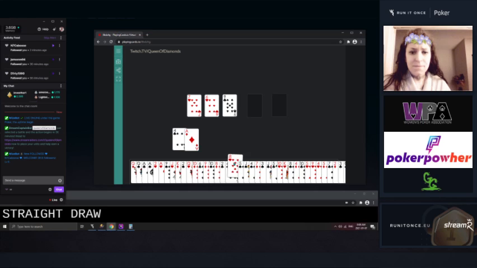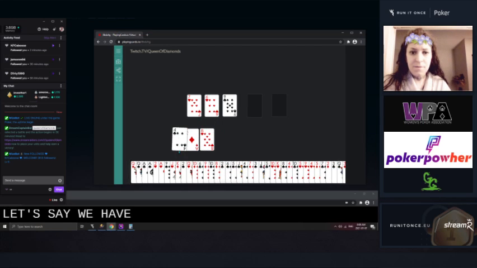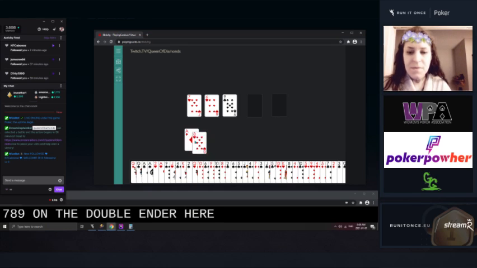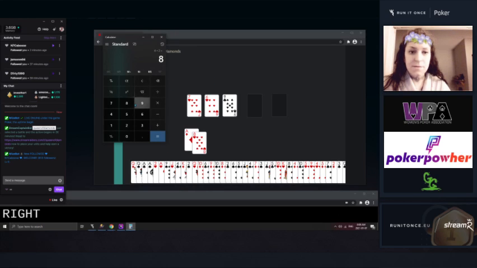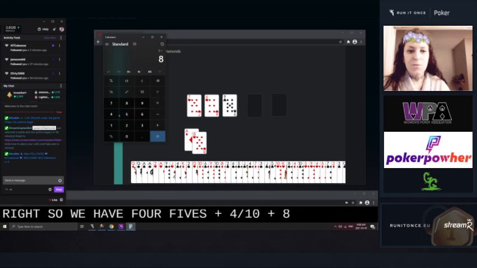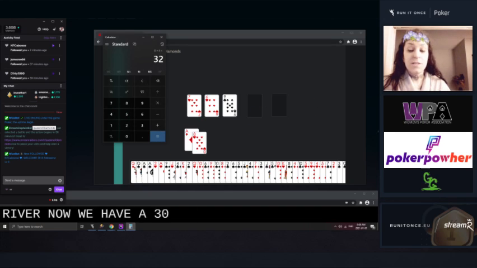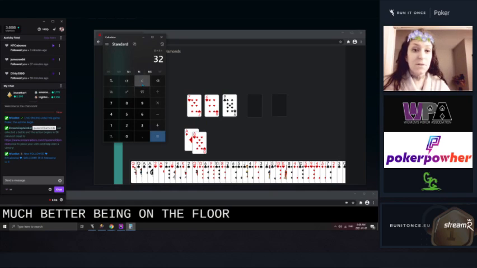So let's say we have 7, 8, 9, double-ender here. And so we need either a 5 or 10. Now we can multiply it by 4, right? So we have 4 5s plus 4 10s, 8 outs. We're going to multiply it by 4 because we're on the flop looking at the turn and the river. Now we have a 32% chance. So it's much better having a double-ended straight draw, and better being on the flop looking at both the turn and river.